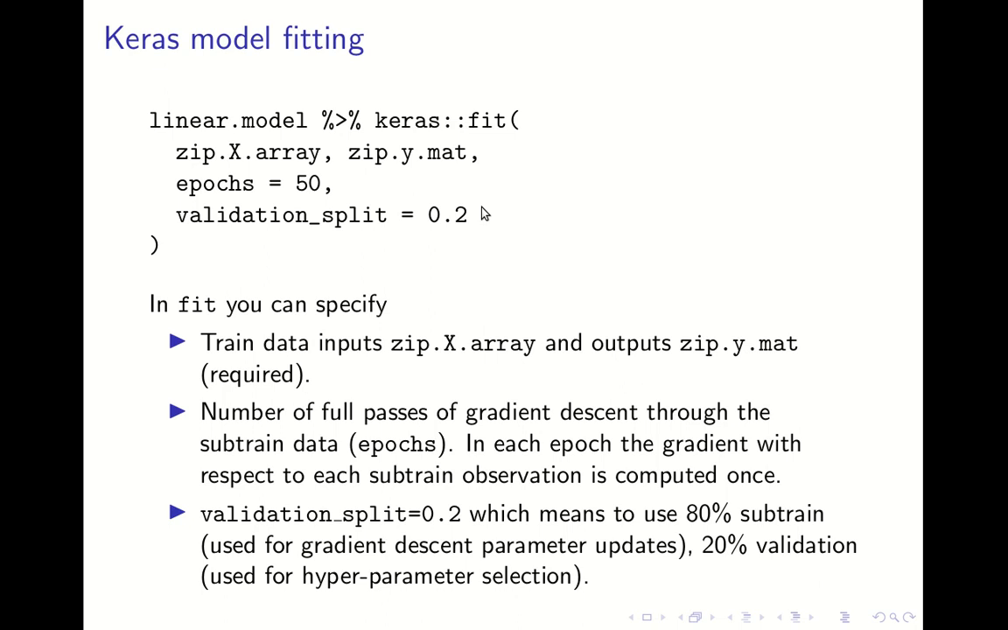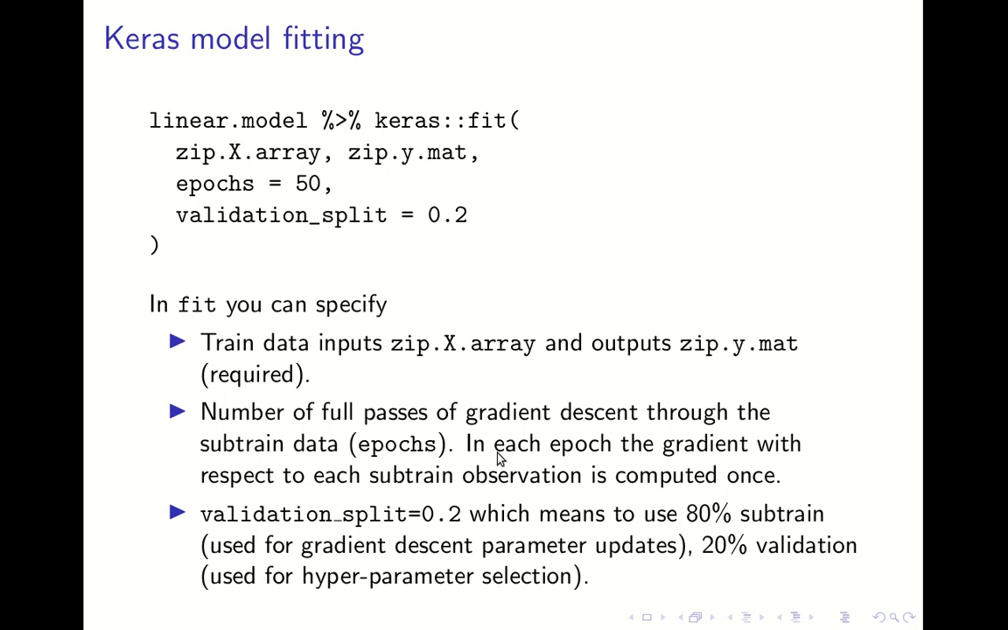And the final step that you need to do in order to learn your Keras model is to call this fit function, where the first and second arguments have to be this X array and this Y mat object that we created in the previous slides. These are going to be the train data that we're going to be using to learn how to get good predictions using the given model. The third argument here, epochs equals 50, is the number of full passes of gradient descent through the subtrain data.